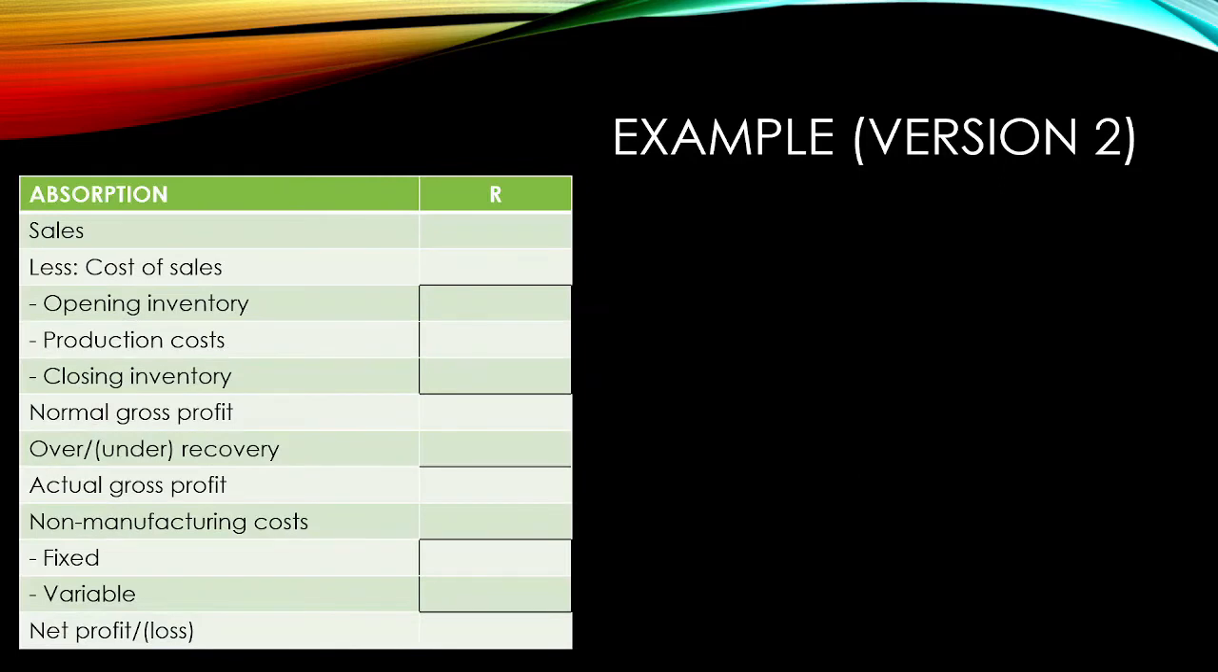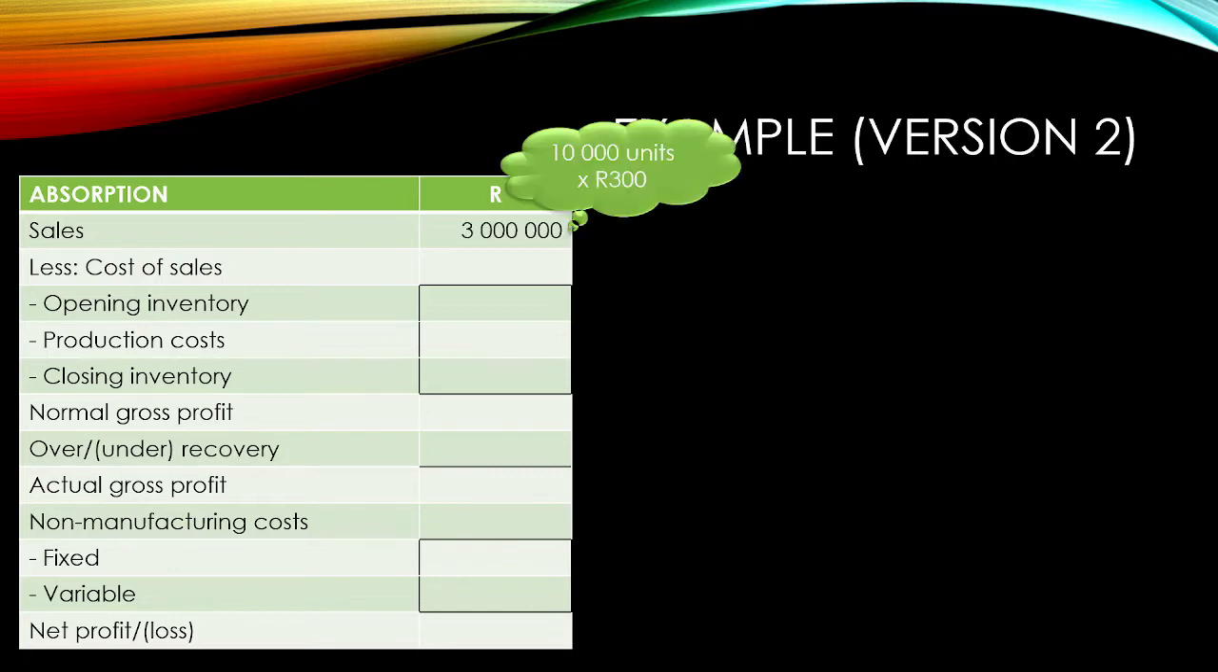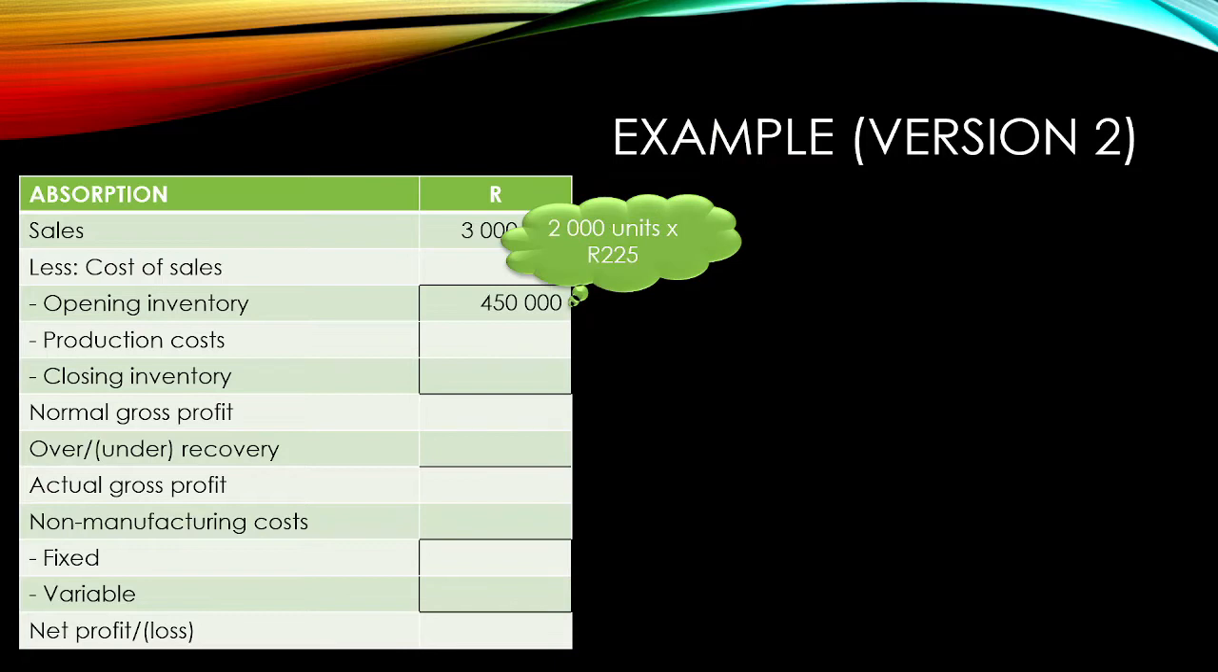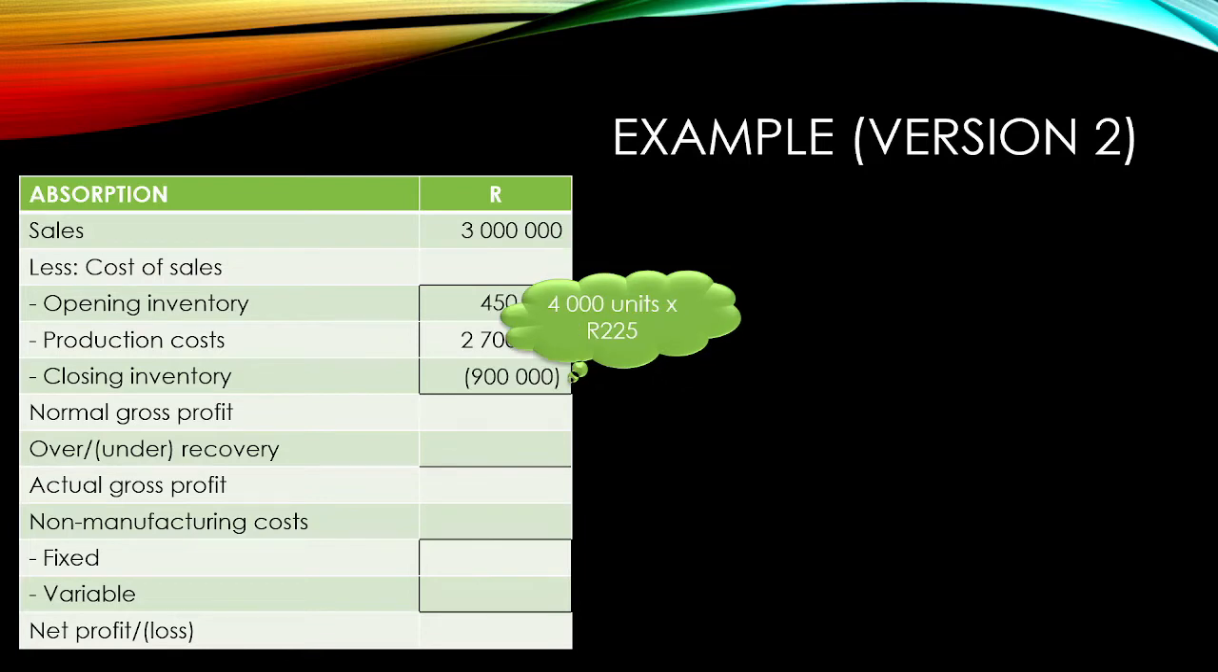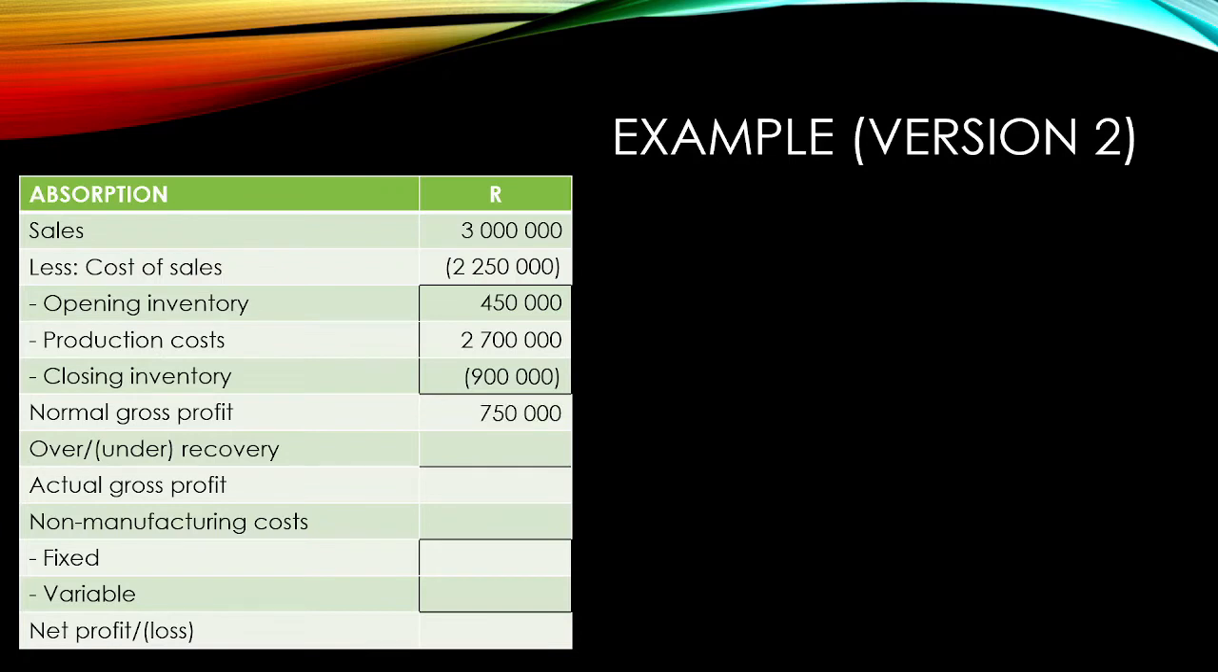Let us see how this change impacts our income statements. For absorption costing, our sales stays the same. We are still selling the 10,000 units at 300 Rand per unit. Our opening inventory also stays the same. Our first change is with the production costs. Remember that we produced 12,000 units, so we multiply this by the 225 Rand. Our closing stock is also different because we now have 4,000 units of closing stock. We can then calculate the cost of sales and the normal gross profit.